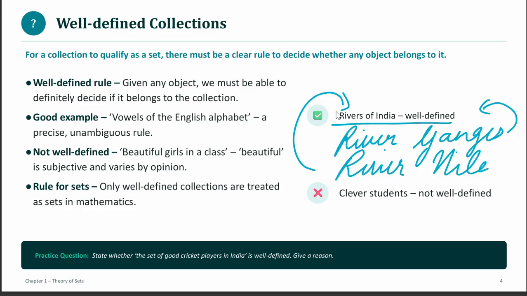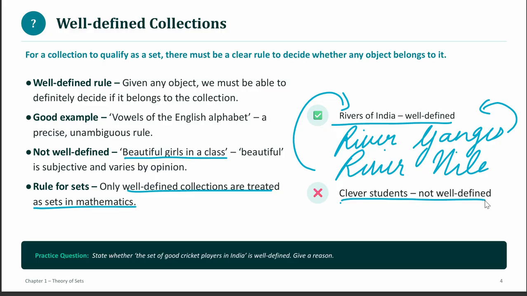Alright? So, beautiful girls in a class. Now, beauty is subjective, okay? It varies from person to person. Everybody has a different perspective of beauty, right? So, is it well defined? Obviously, it is not, because if I ask a person to make a set of all the beautiful girls in a class, their set could be different from some other person's. So it is not well defined, and I cannot clearly state if it is a set or not. Only well defined collections are treated as sets in mathematics.